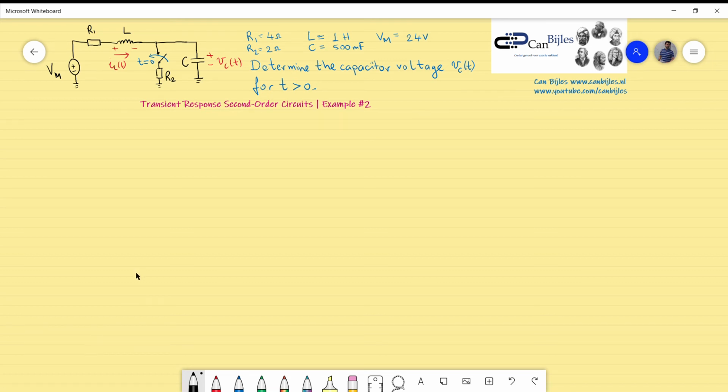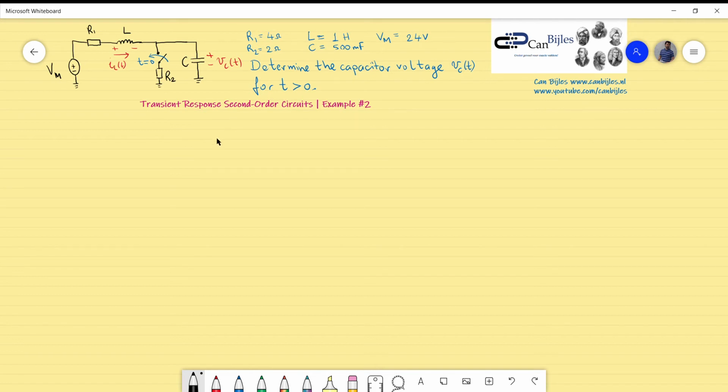Welcome back, and this is our second example about the transient response of second order circuits. This is an RLC circuit with a switch as shown here, two resistors and one independent voltage source. What we'd like to know is the capacitor voltage VC as a function of time, and the values of the components are shown here.